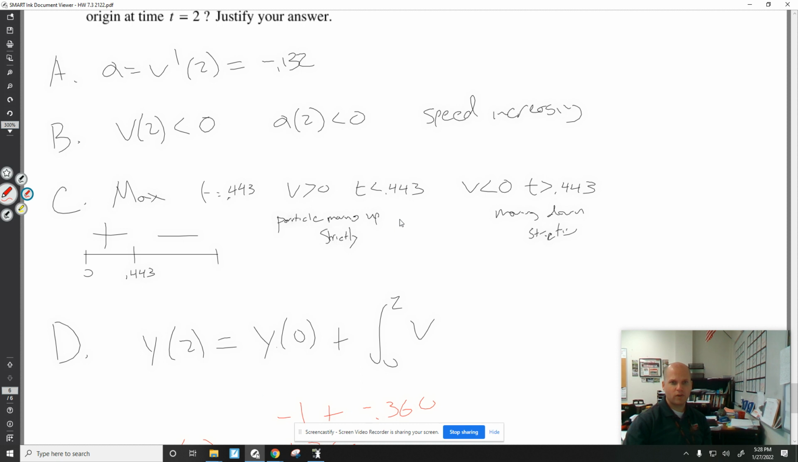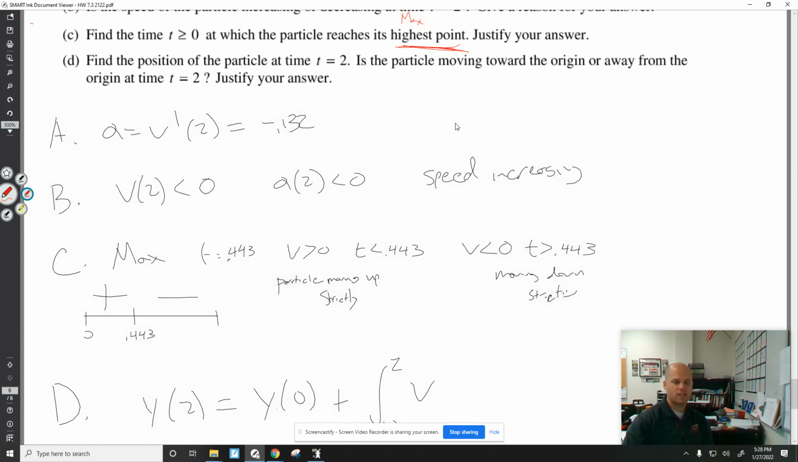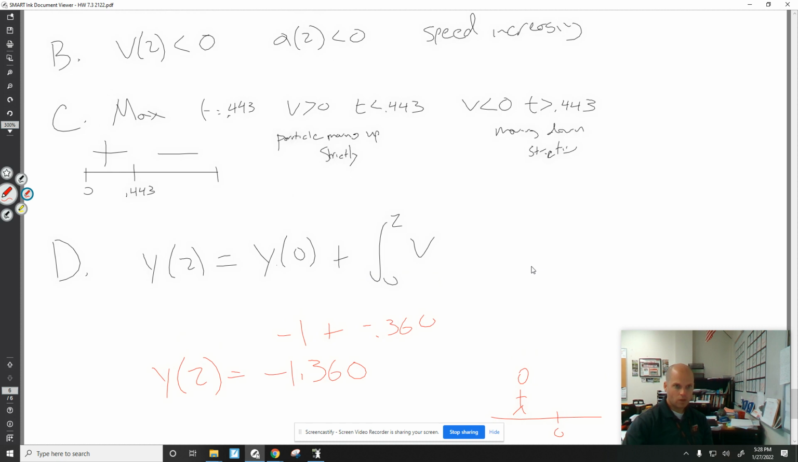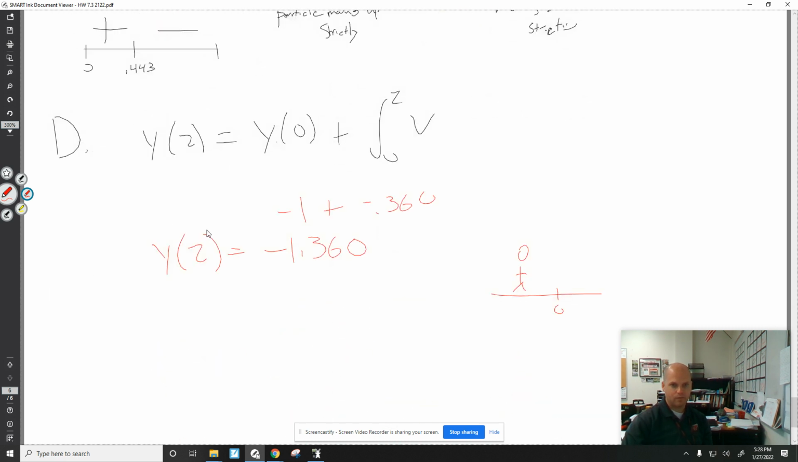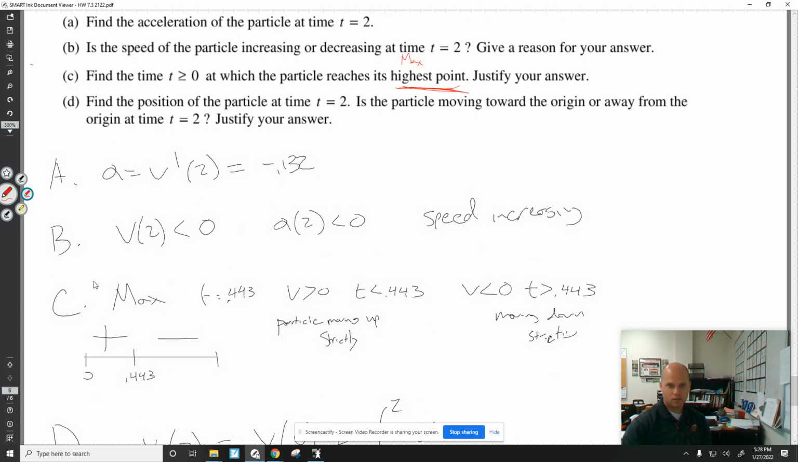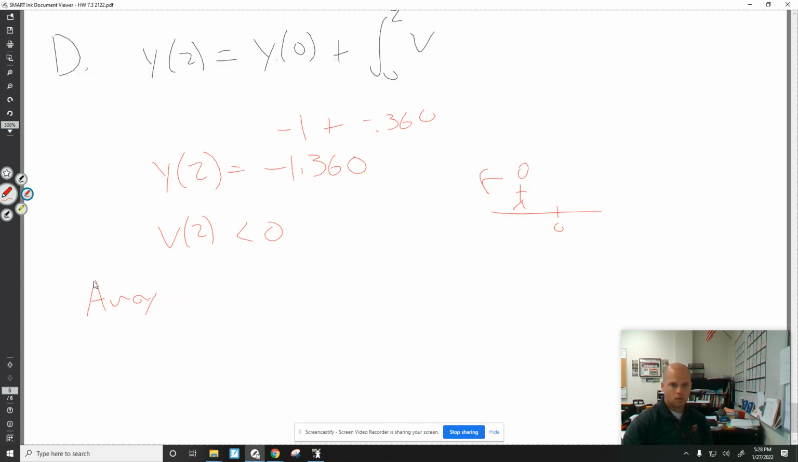Is my particle moving towards or away from the origin at t equals 2? Well, my position is negative, which means I'm to the left of the origin. My velocity is negative. I found that earlier. Therefore, I must be moving away. You want me to justify my answer? My position and velocity are both negative.